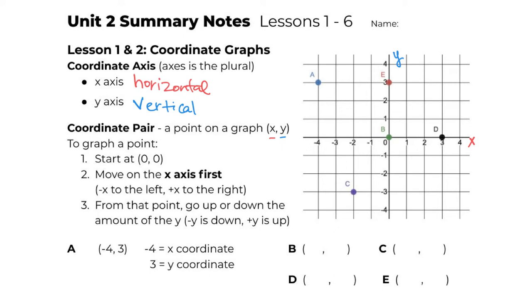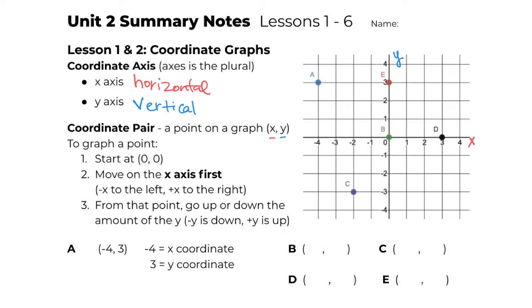To graph that point, or any point, you're going to start at 0, 0, and you're going to move on the x-axis first. That's left or right. If it's negative, you're going to the left. If it's positive, you're going toward the right. And then from that point, you go up or down the amount of y. So negative y is down, positive y is up.